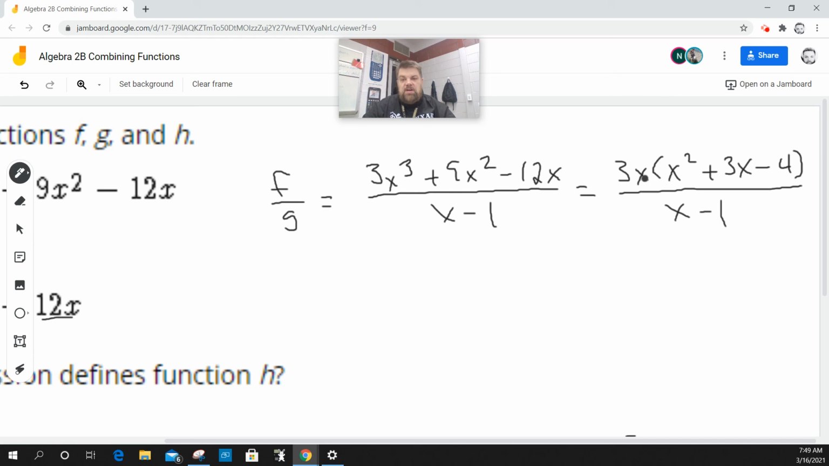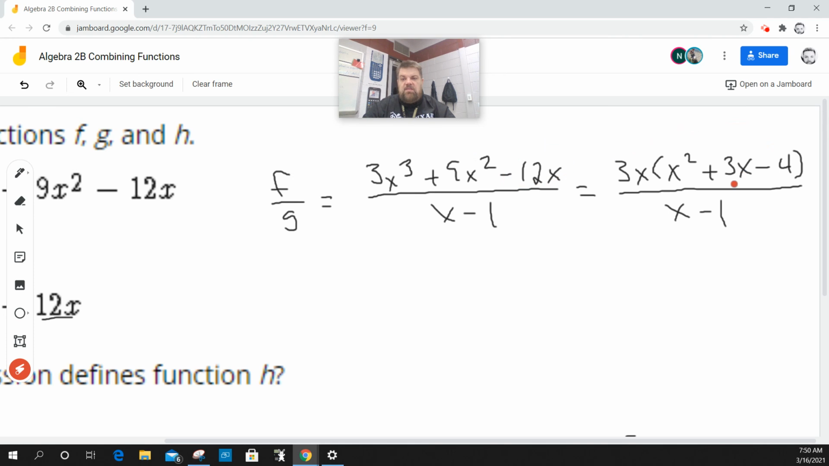So then let me just double check my work: 3x squared plus 3x, yeah, that would be 9x squared, and then 3x times negative 4 is negative 12x. I'm just double checking and making sure that when I multiply my 3x, in other words, I'm saying this times this gives me this. This times this gives me this. This times this gives me this, and it does.